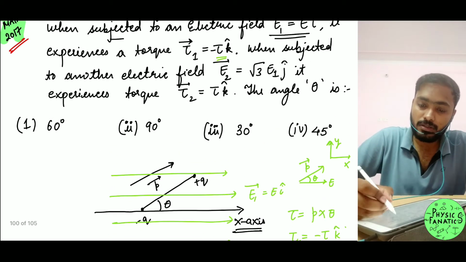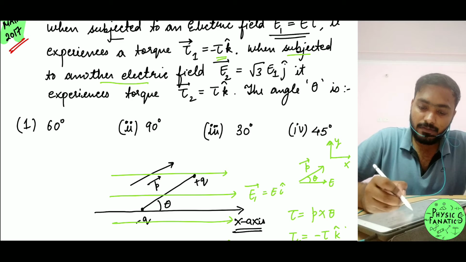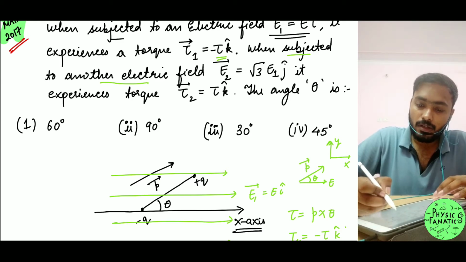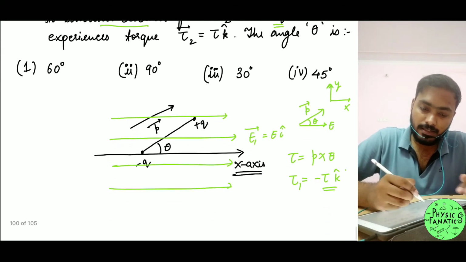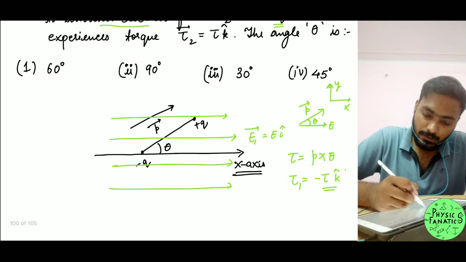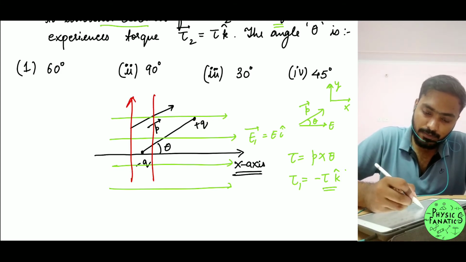Okay, great. Now what is the next question? When subjected to another electric field, that is E2 is equals to, okay, now this electric field is in the opposite, is in y direction, actually something like this.